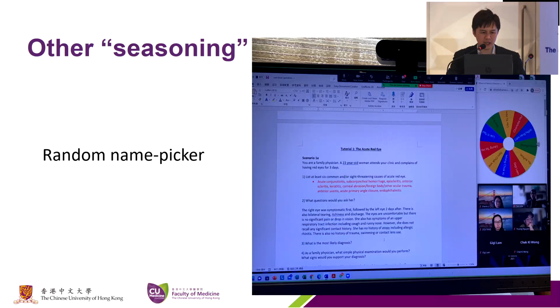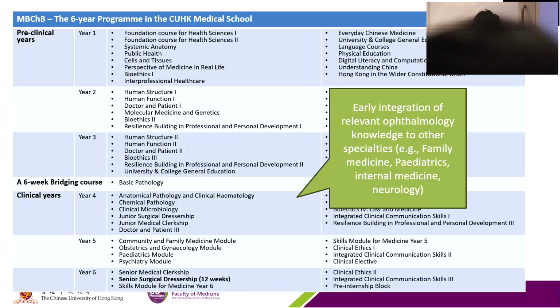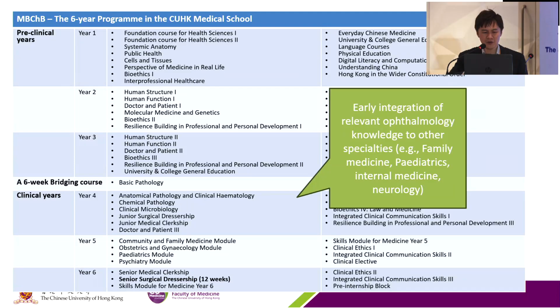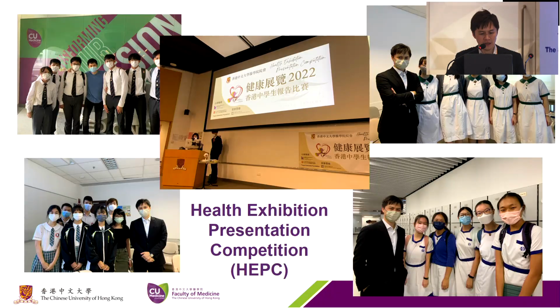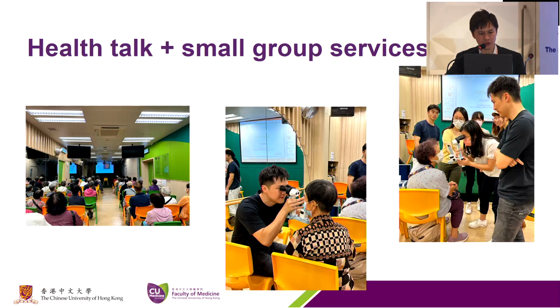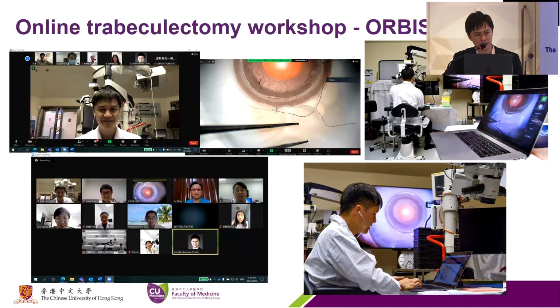Just to show you, this is how I do it, a random name picker in the class, so that I don't have to point a finger at someone to answer questions. And I also integrate some of the knowledge from other specialties as well. So we do service learning as well, and we also extend that to secondary school students. We allowed the medical students to have small group service. So that's a part of the service learning, and it also expands to online teaching with Orbis as well.